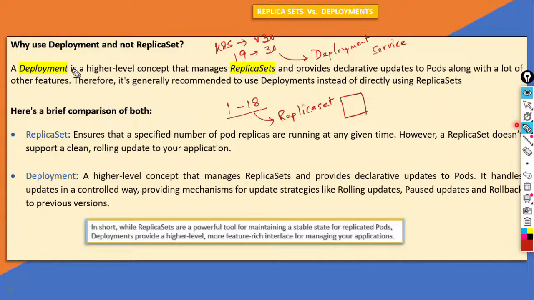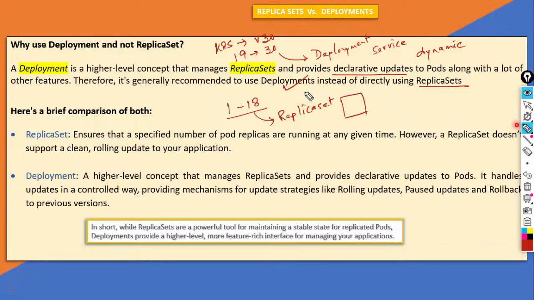After 19, a deployment is a high-level concept that manages replica sets and provides declarative updates to pods. Declarative updates are very important, something you could not have done in replica sets. So the pods become dynamic in nature. It is not static. It can change its requirements depending on the demand. That is possible because you have used a deployment manifest file to create the pods, along with a lot of other features. Therefore, it is generally recommended to use deployments instead of directly using replica sets.